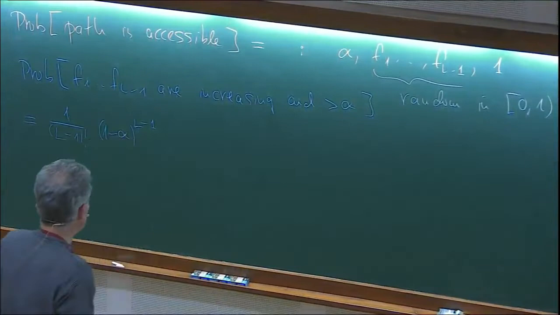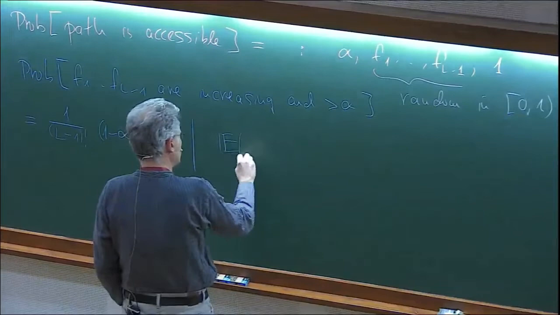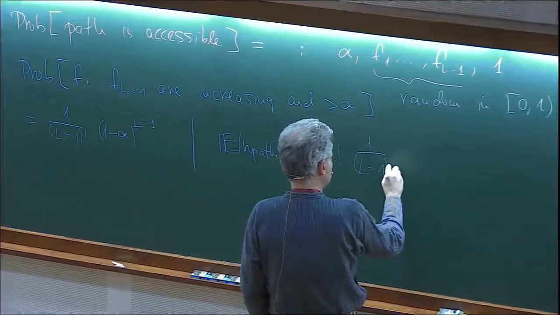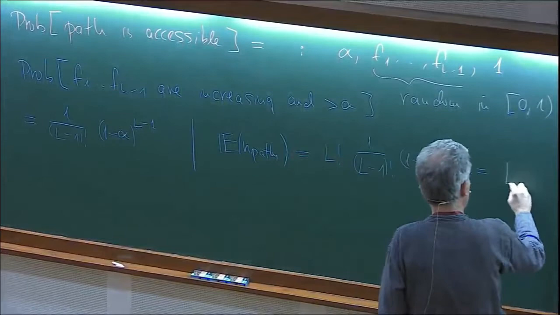Now, if we want to see what is the expected value of the number of paths, this is again as yesterday, so there are L factorial paths, and this is the probability, right? So this is what we get. And so this is equal to L times 1 minus alpha to the L minus 1, okay?